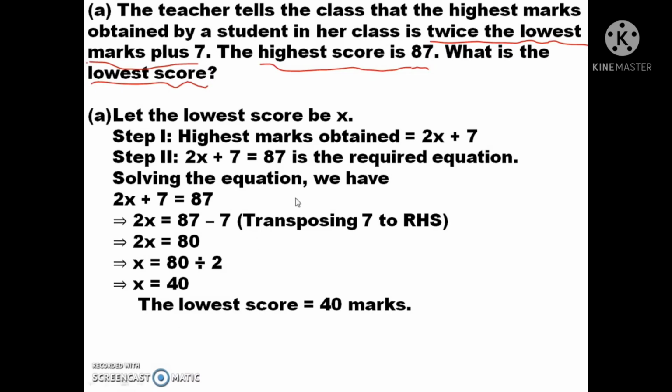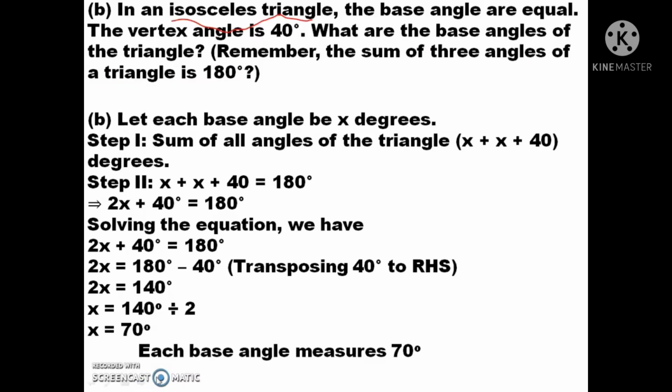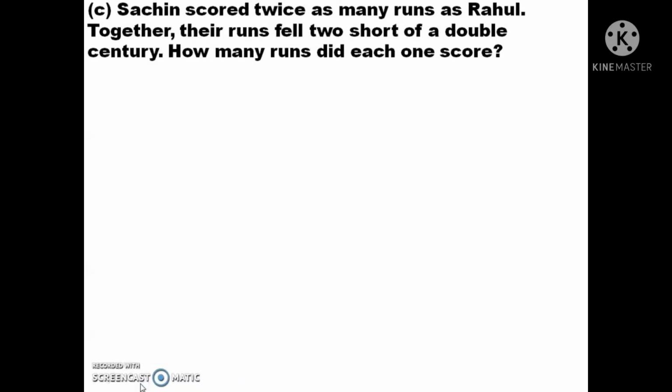Now let's see the second question. Sachin scored twice as many runs as Rahul. Together, their runs fell too short of a double century. How many runs did each one score?